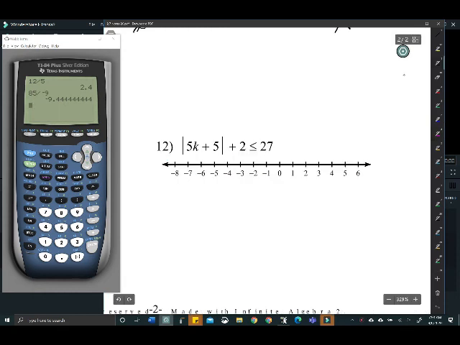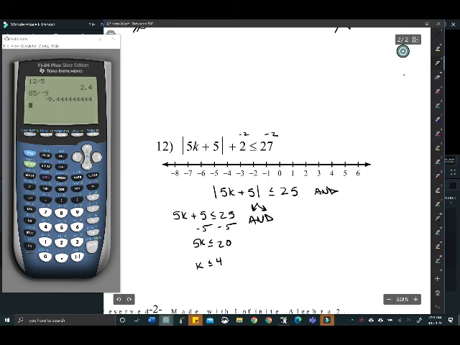All right, let's see what's going on. 5k plus 5 in the absolute values, less than or equal to 25. Subtract 2. Split it up. Looks like I have an and. 5k plus 5 less than or equal to 25. Just going to do it one at a time here. Looks like k is less than or equal to 4.